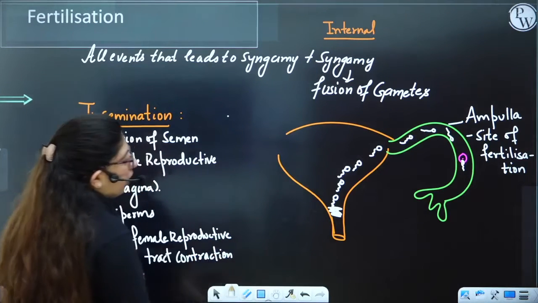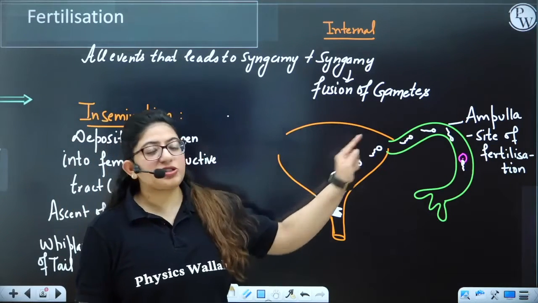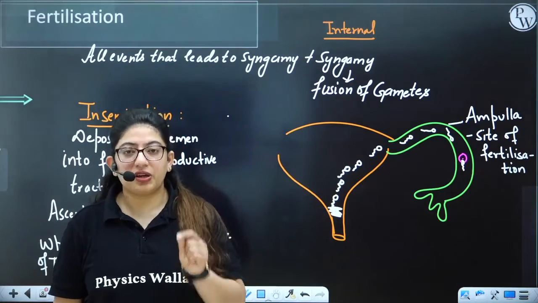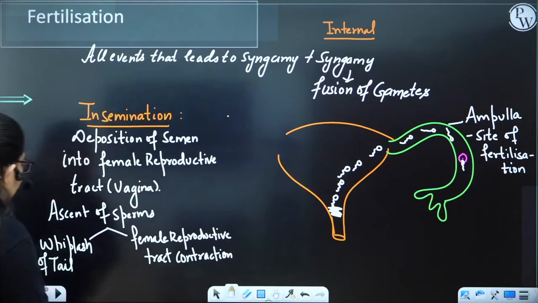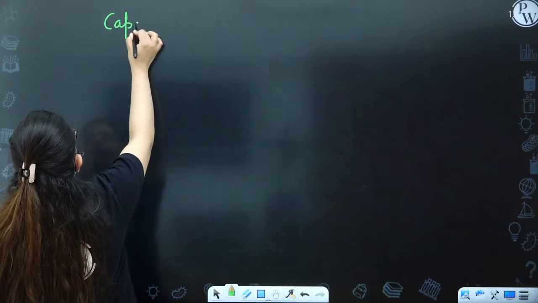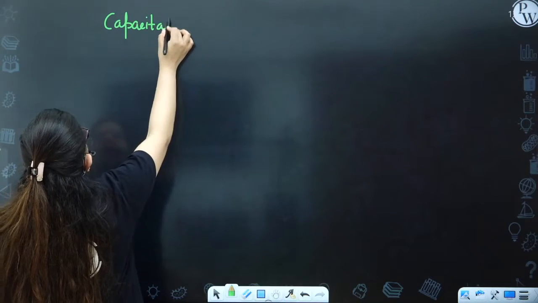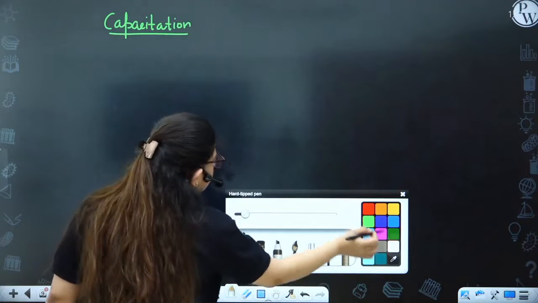Now, as the sperm is moving up, it is undergoing a lot of changes. What are these changes? These are known as capacitation. As the sperm has arrived near the fallopian tube, it is undergoing a lot of changes, and these changes are capacitation, changes in sperm.